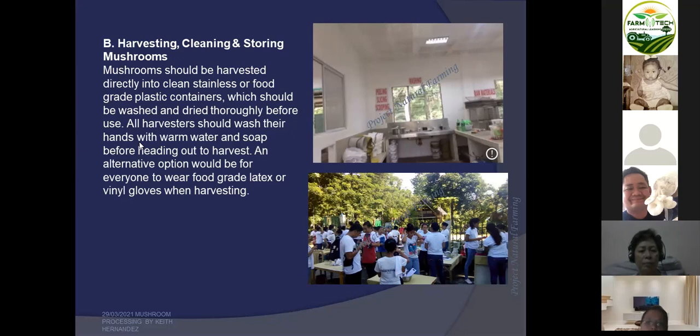And that is actually dependent. No? Dependent po yan sa processing guides. Now, all harvesters should wash their hands with warm water and soap before heading out to harvest. An alternative option would be for everyone to wear food-grade latex or vinyl gloves when harvesting. PPE pa rin. Kasi kahit na yung kuko nyo, posibleng magkaroon yan ng mga bad, non-beneficial na mga fungi and microbes that can infect ang ating mga pinapatubo.